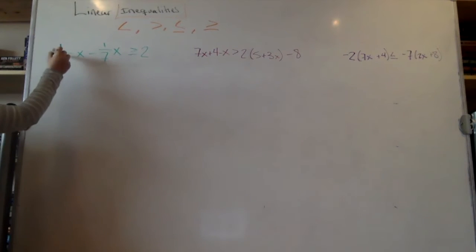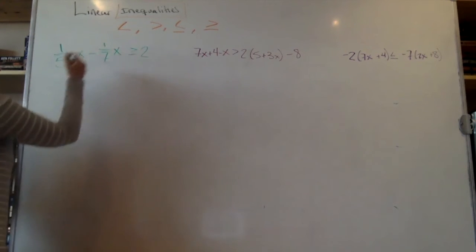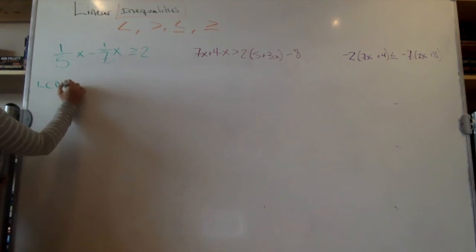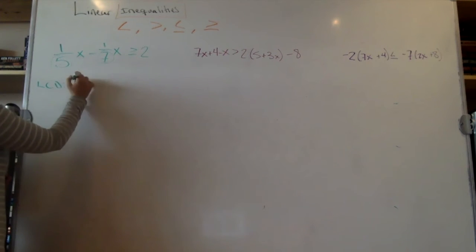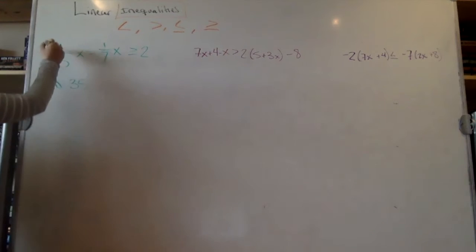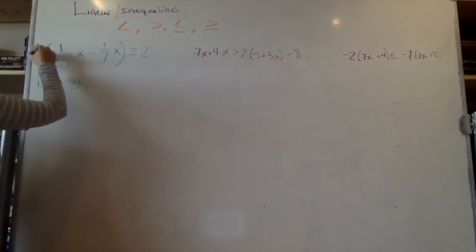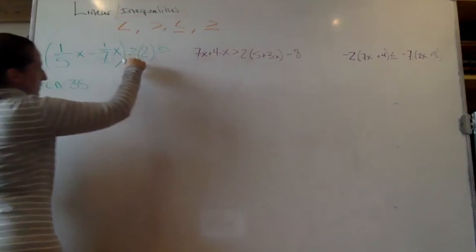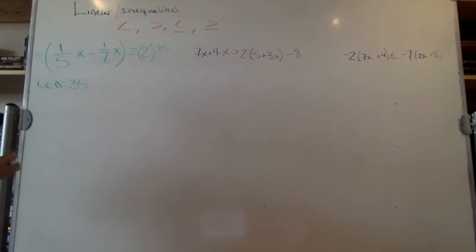I would look at my denominators, 5 and 7, and look for the LCD, or the least common denominator. In this case, the least common denominator of 5 and 7 is 35. So I'm going to multiply both sides of my inequality by 35. Okay? I'm multiplying by a positive number. I don't need to worry about switching the direction of my sign.